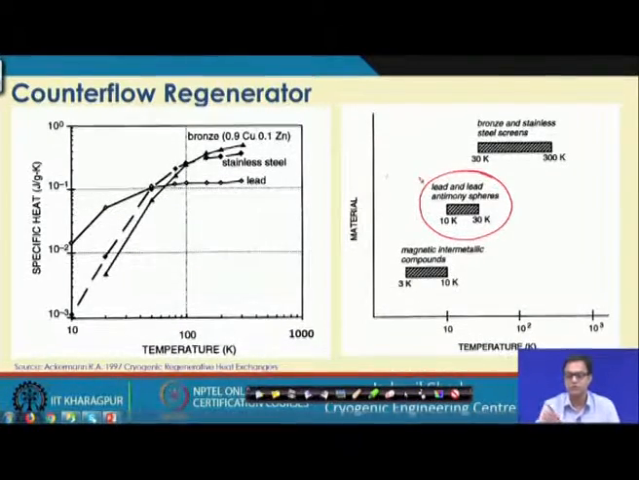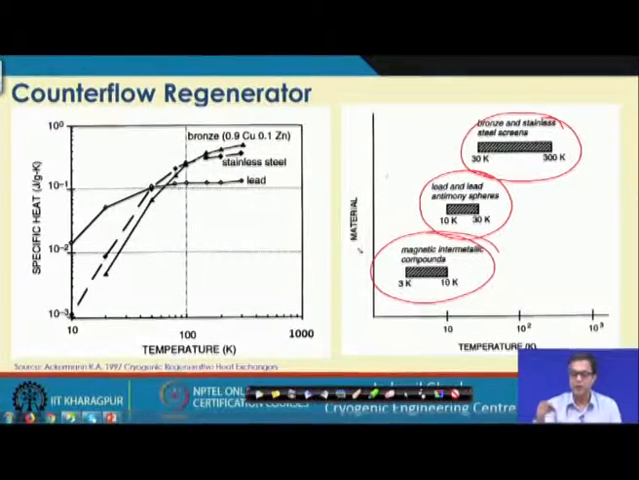Here lead is the appropriate material in the range 10 to 30 K, because it has a low Debye temperature, and low Debye temperature will ensure a higher value of Cp or Cv, the specific heat of the material. But when it is designed for higher temperature, stainless steel or bronze is suitable, particularly when it is going below 10 K.